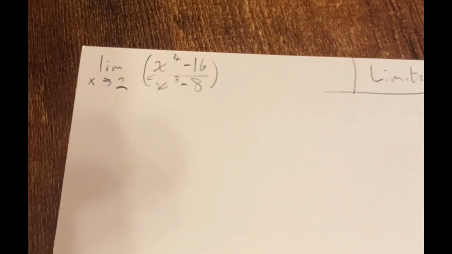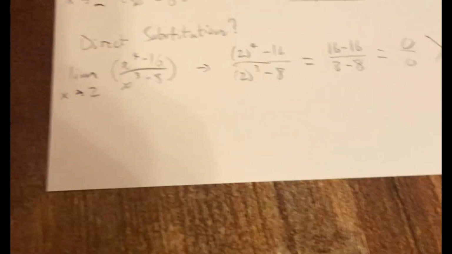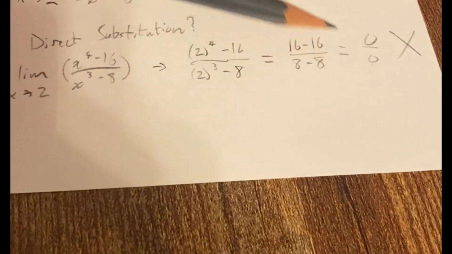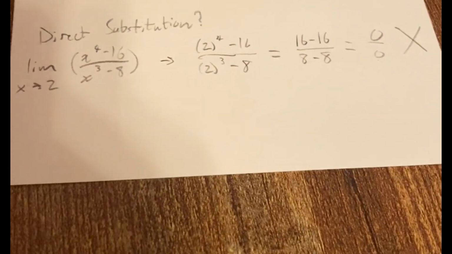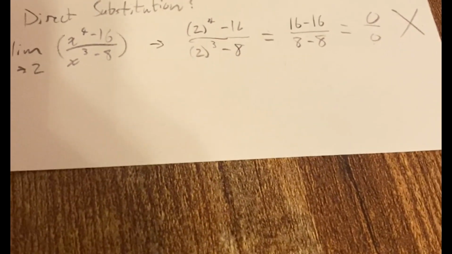Hey, today I'm going to show you how to do this limit right here. So clearly direct substitution doesn't work because we get kind of a 0 over 0 function here. But the good news about limits where direct substitution yields a 0 over 0 is that they can actually be really easily solved by factoring.